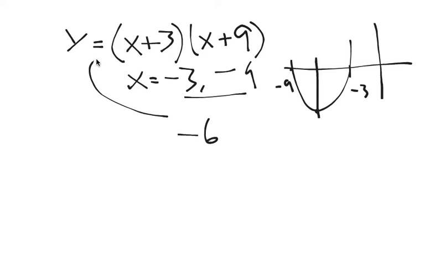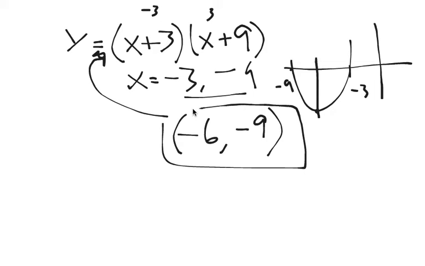So then all you have to do is plug that into the original equation, plug in negative 6 for x. So negative 6 plus 3 is negative 3, and negative 6 plus 9 is 3. Negative 3 times positive 3 is negative 9. So that means the vertex of this equation is negative 6, negative 9. So that's an easy one too. Just the average and then plug it in.